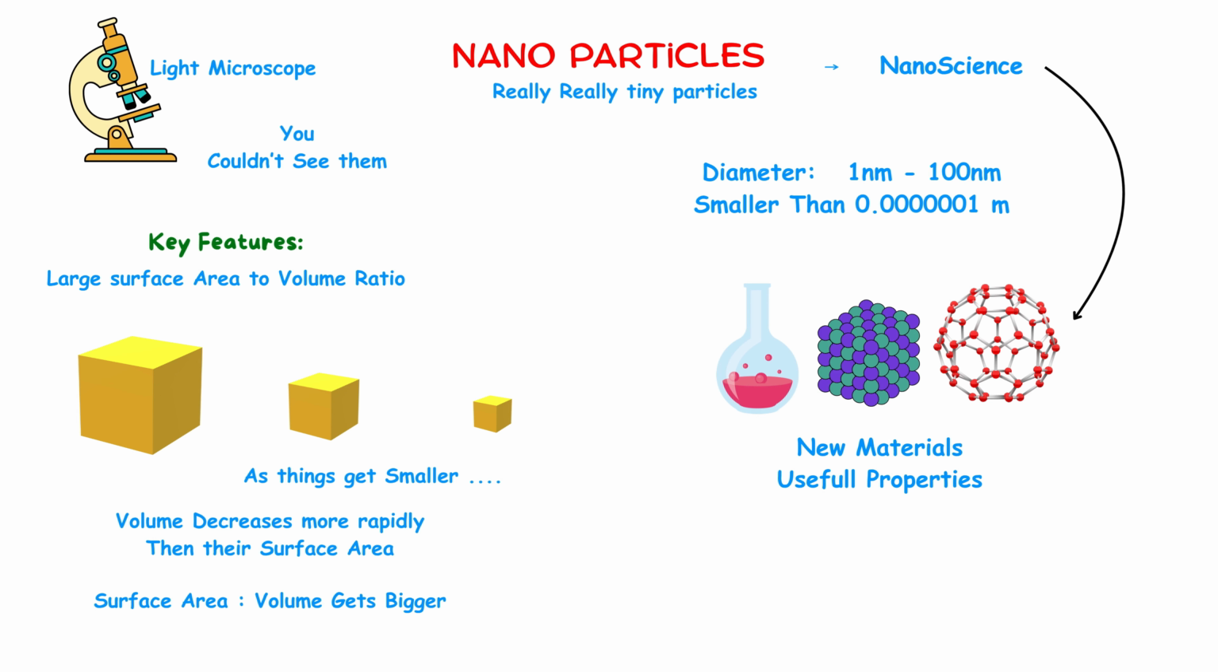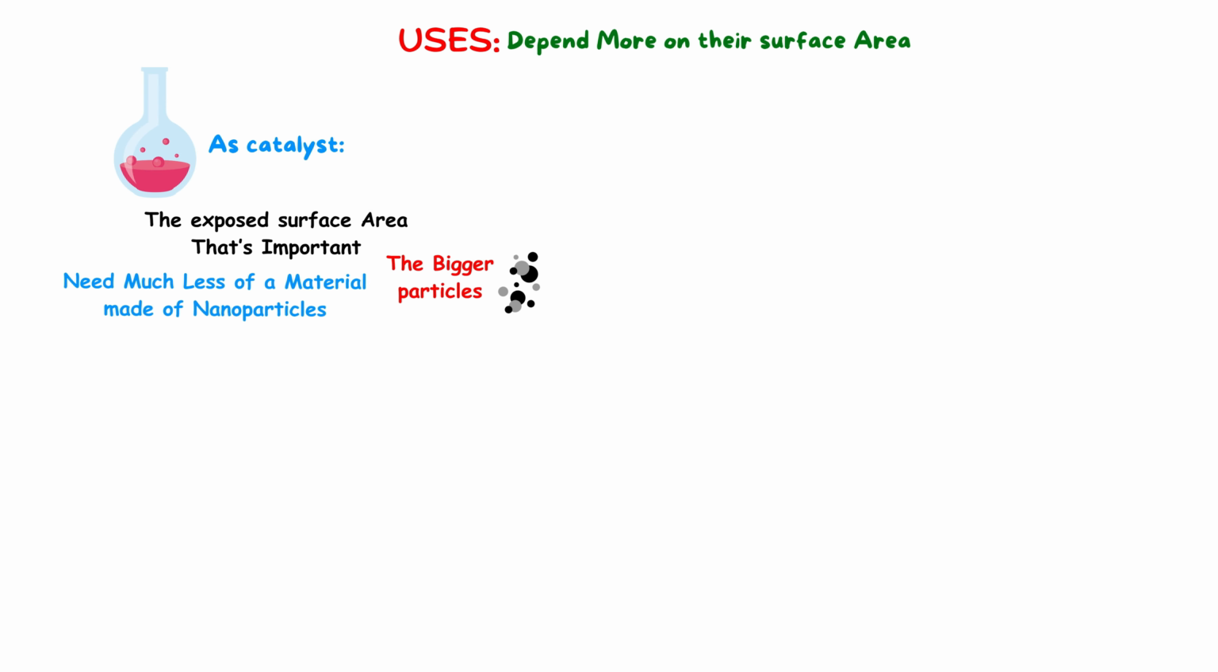Over recent years, this area of research has led to the development of a wide range of new and advanced materials that display very unique and useful properties. One of the most important features of nanoparticles is that they have a very large surface area to volume ratio. This happens because as objects get smaller, their volume reduces much more quickly than their surface area does, which results in an increase in the surface area compared to the volume.